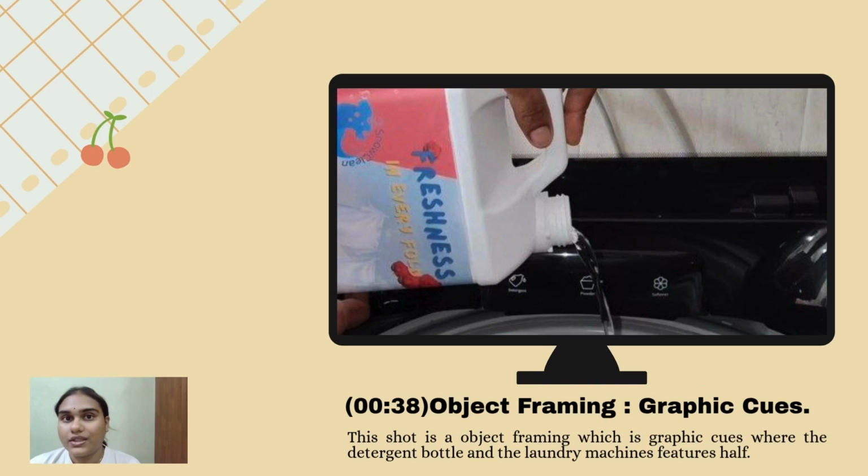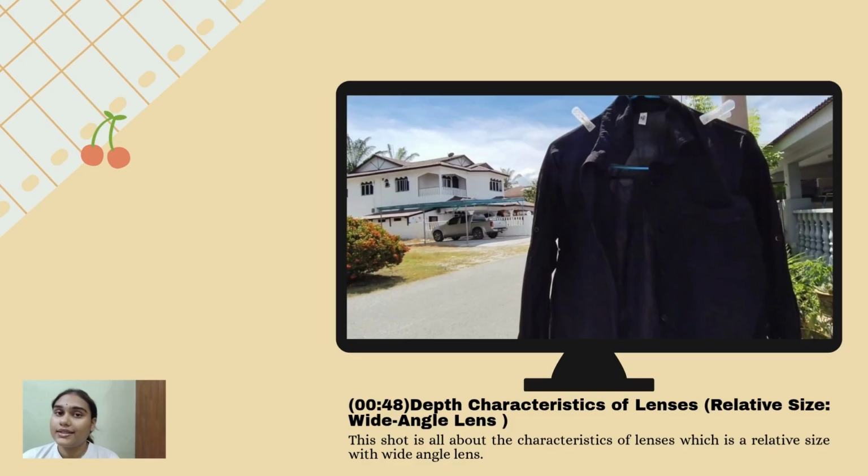This scene shows the washing part, where the laundry soap bottle features half and the washing machine features half. Even though each is only half shown, people can easily identify the laundry soap bottle and also the washing machine. This is primarily because the shot contains enough graphic cues, which are graphic vectors, to provide a psychological closure in off-screen space. For this scene, I use the depth characteristic of lenses from chapter 6.